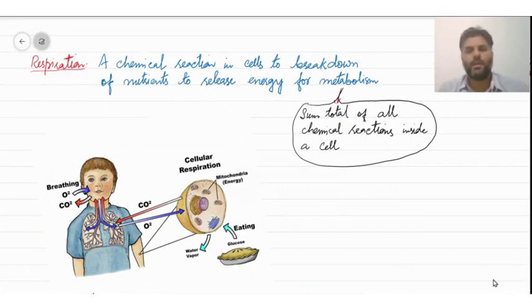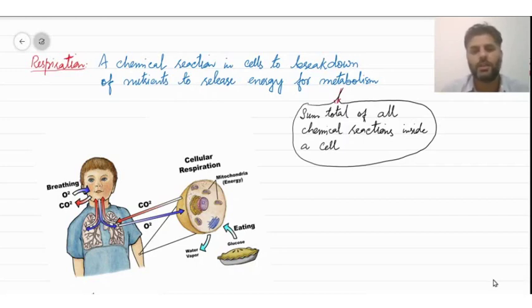Respiration. It is a process which occurs inside our cells. It is used to break down glucose to release energy. As per the definition, it is a chemical reaction in cells to break down nutrients to release energy for metabolism. So, what is metabolism? Metabolism is the sum total of all the reactions which happen inside the cell.